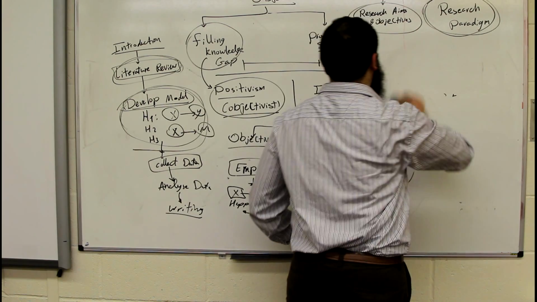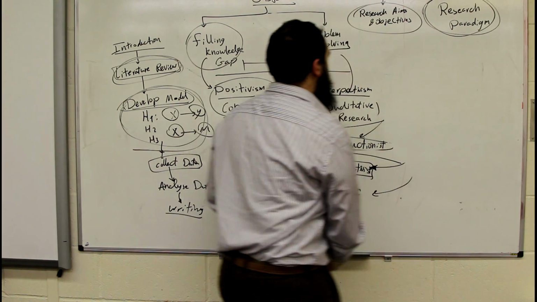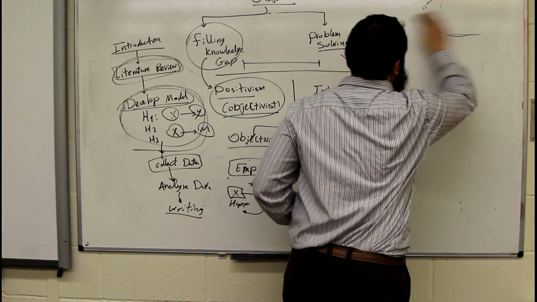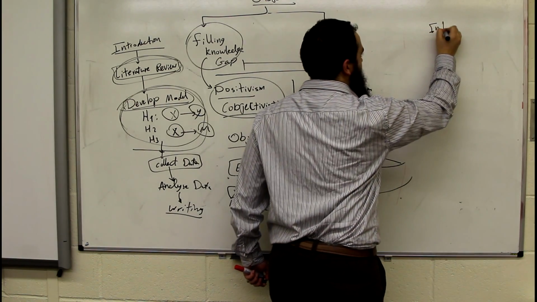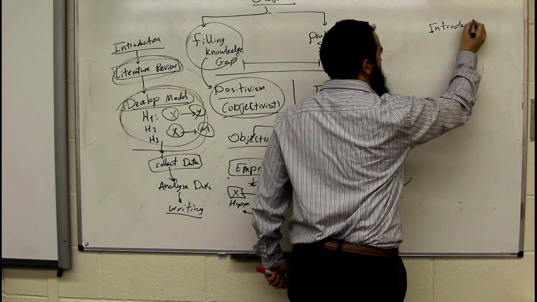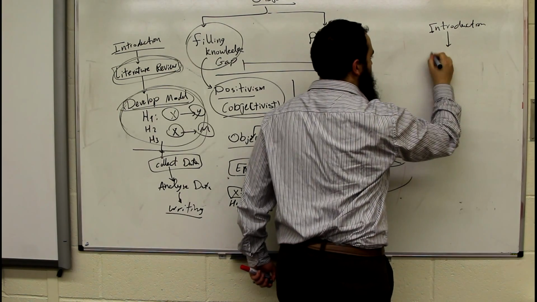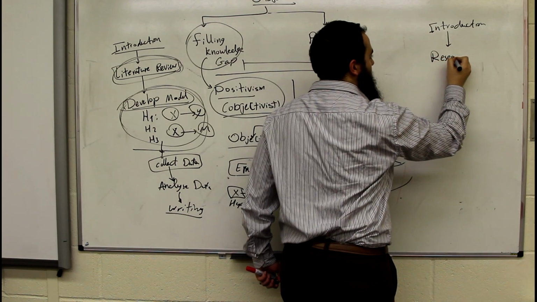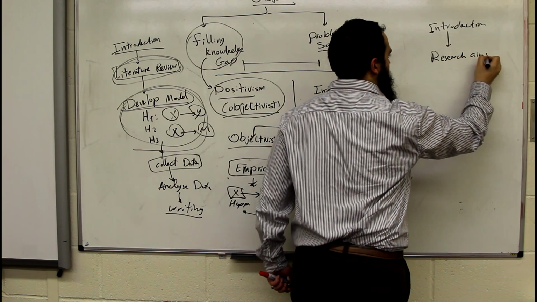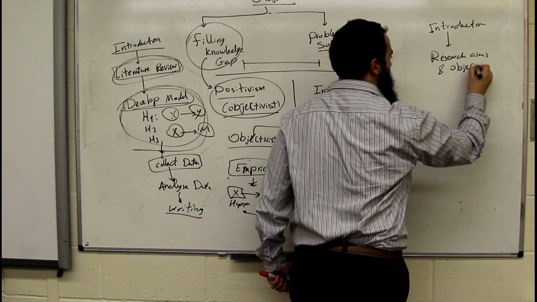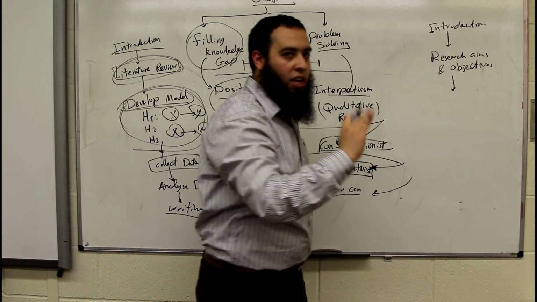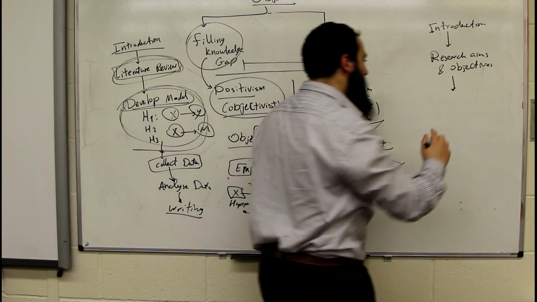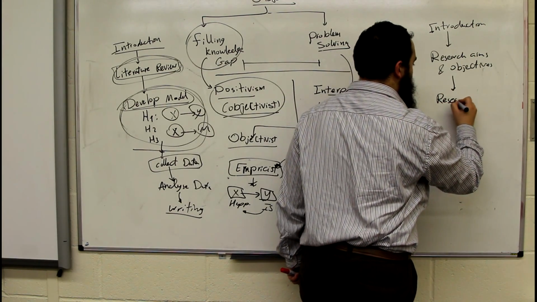On the other hand, this is the qualitative school. First, introduction. The most important thing is research aims and objectives. After that, we can say literature review or research methodology. Literature review is not important at all, so we can say research methodology first.